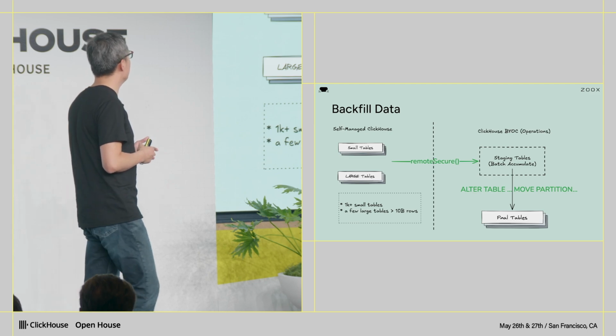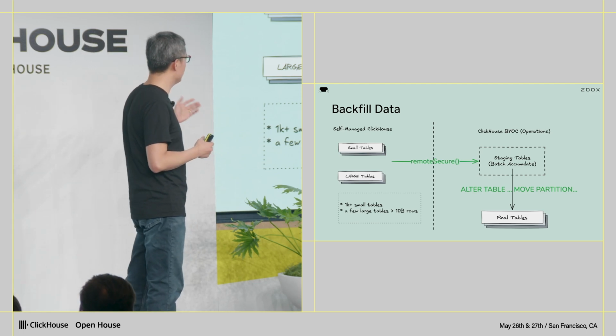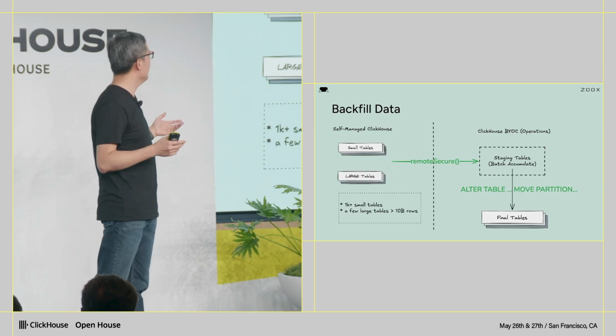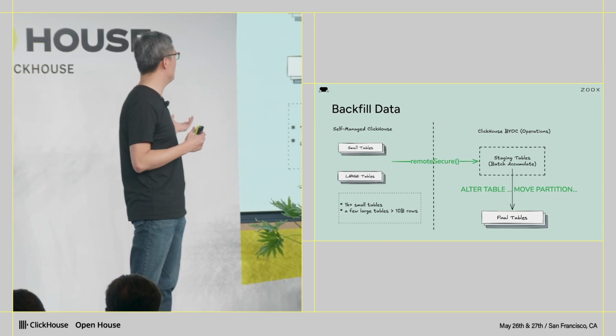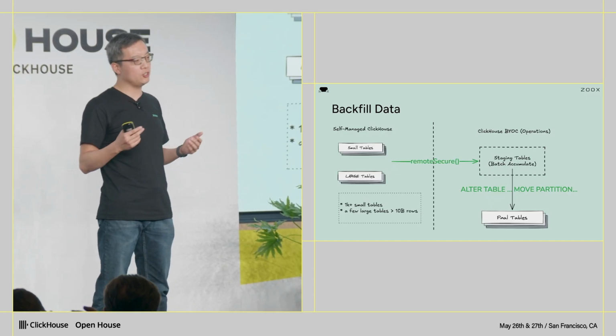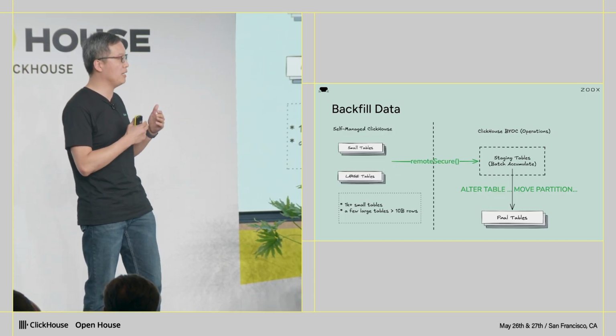So in the self-managed ClickHouse, we have over 1,000 tables, and those small tables are partitioned by months. For the large tables, we have over 10 billion rows for a table. Those tables are partitioned by day.